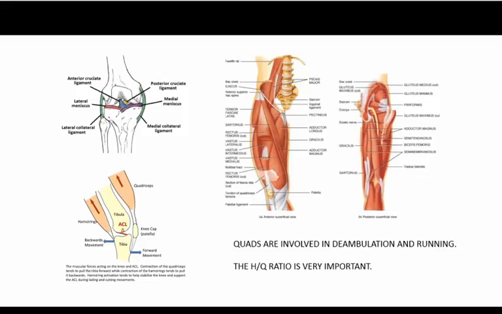So, for example, when we jump or when we're landing after a jump, if the hamstrings to quadriceps ratio is not good, most of the time the quadriceps brings the tibia forward, and so it pulls the ACL.